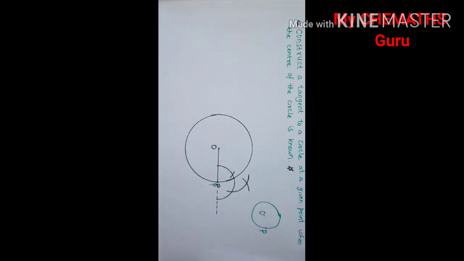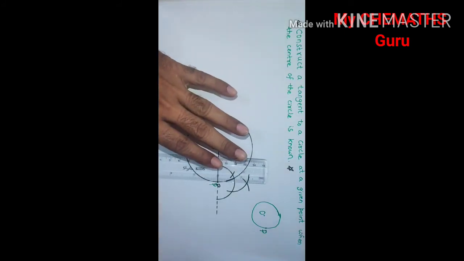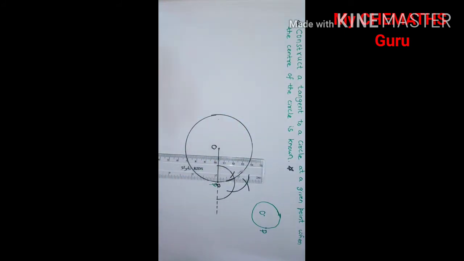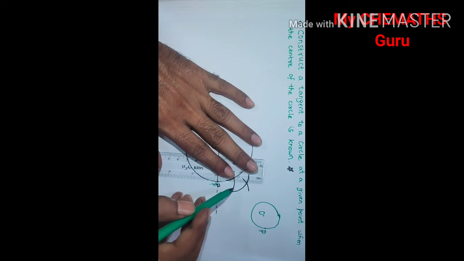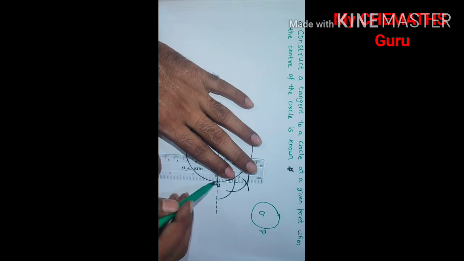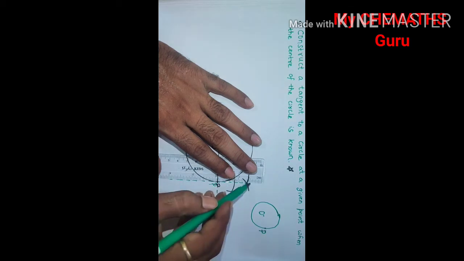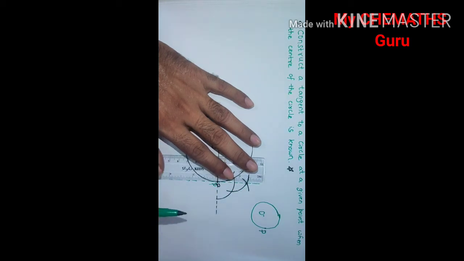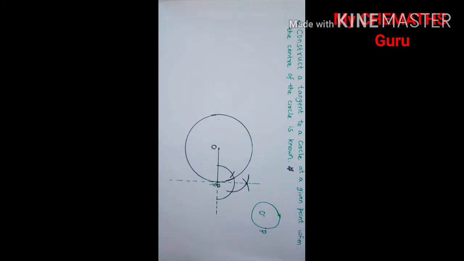Now join P and that intersecting point, like this, and extend on either side.